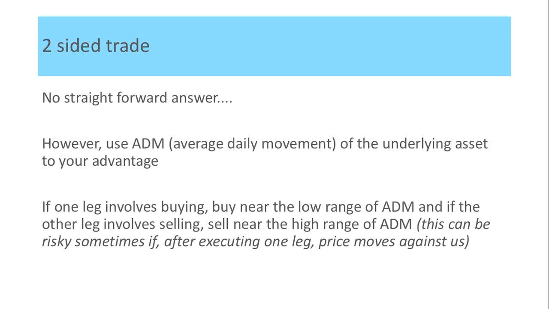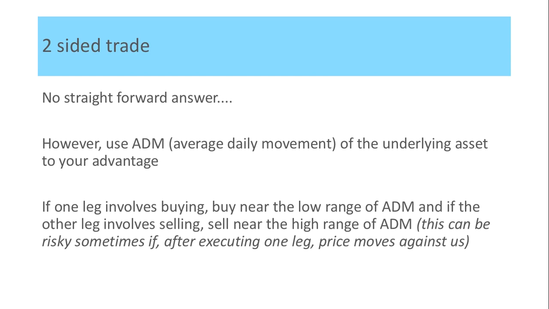Now, there's no straightforward way of doing this because at one point of time you can only put up one single trade. However, a good mechanism that we can use to our advantage can be the average daily movement of the underlying asset. So let's say one leg involves buying the trade. We can buy near the low range of the ADM, and if the other leg involves selling, then we can sell near the high range of ADM. But this can also be risky because if after executing one leg, the price may move against us.